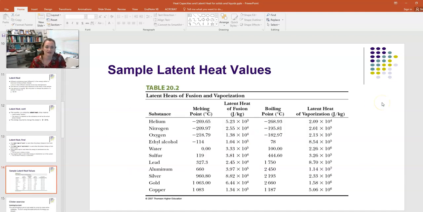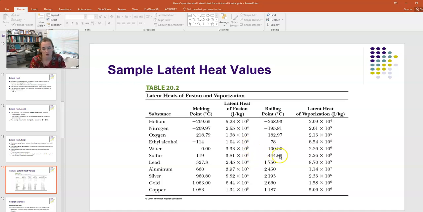Here's some latent heat values for some different substances. We've got water here, okay? Water, the melting point is, of course, 0 degrees Celsius. And if you're talking about going from liquid water to ice, then you use the latent heat of fusion. And that's 3.33 times 10 to the 5th joules per kilogram.